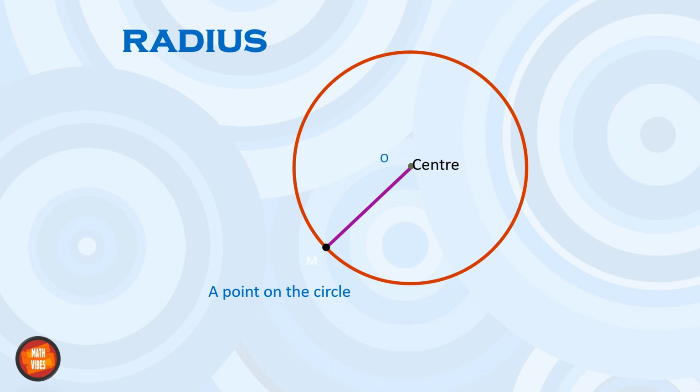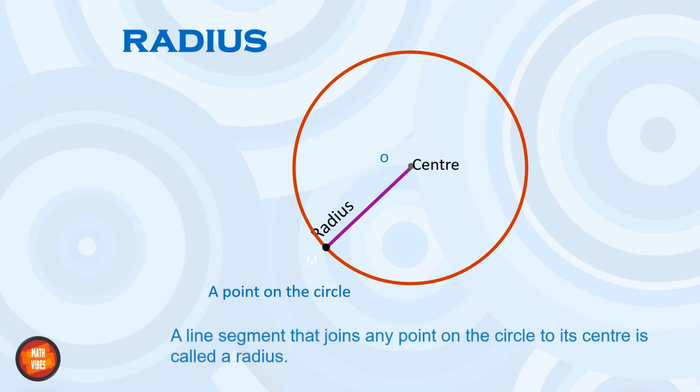Okay, so what is a radius? A line segment joining the center of a circle to any point on the boundary of the circle. This will be called radius. Okay, so a line segment that joins any point on the circle to its center is called a radius.